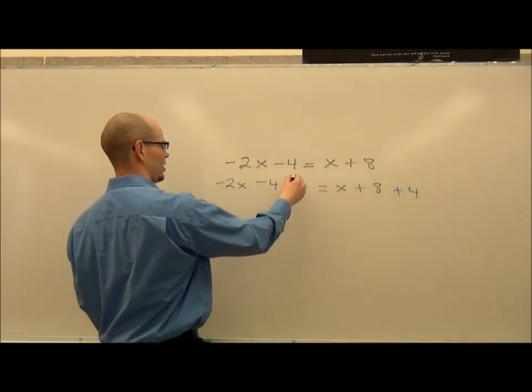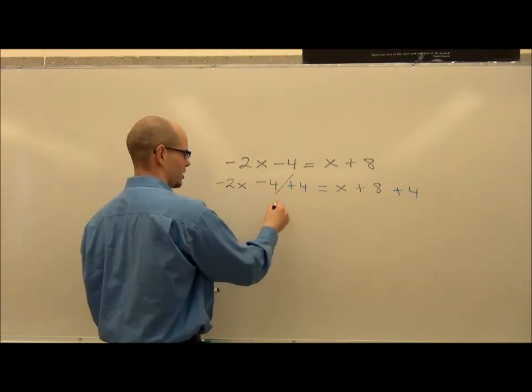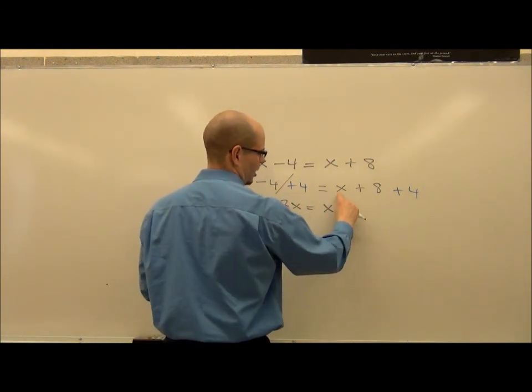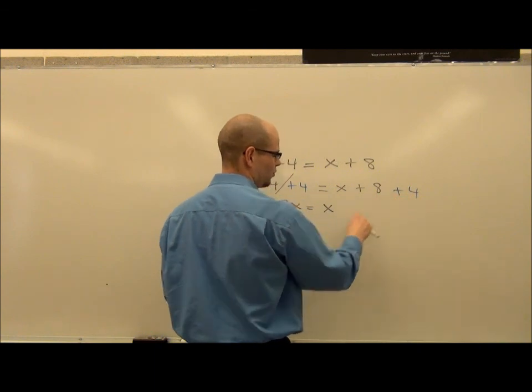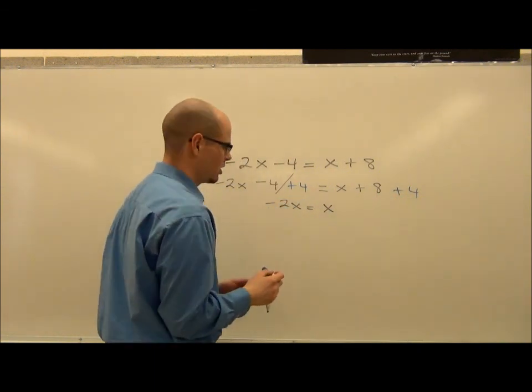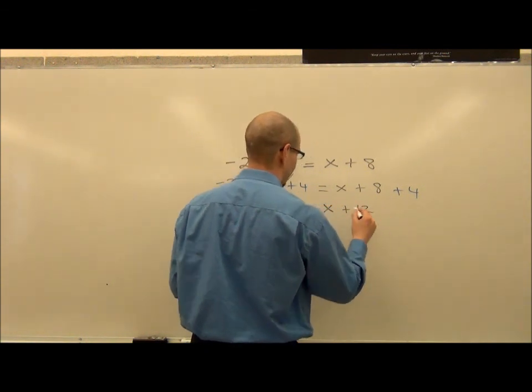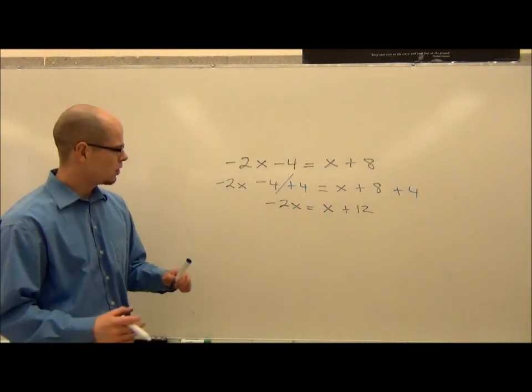So now it'll finally simplify. A plus 4 and a minus 4 cancels out, so I get negative 2x is equal to x. And then I can group the 8 and the 4. You can put them together. It's called like terms. An 8 and a 4 together is 12.